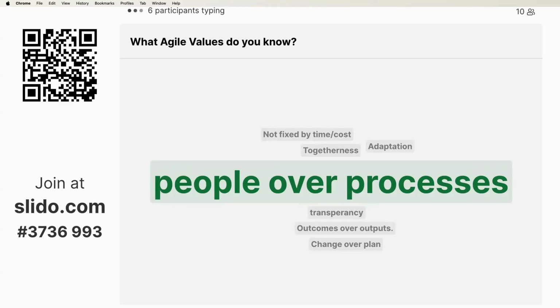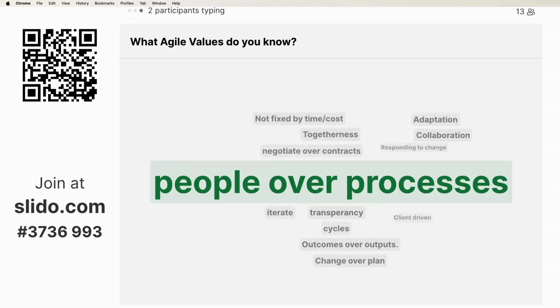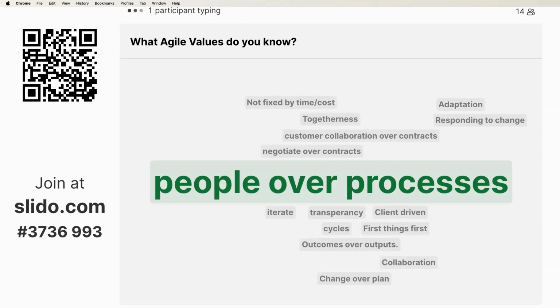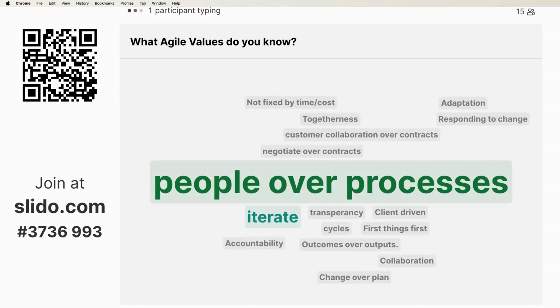Six participants are still typing, so let's see what comes. Collaboration, responding to change. Yes, definitely. Client-driven, cycles, first things first. Yeah, prioritization. Negotiate over contracts. So a lot of citations here from the Agile Manifesto. Iterate, accountability. One participant still typing. Okay, that's it. Yeah, thank you all for sharing.